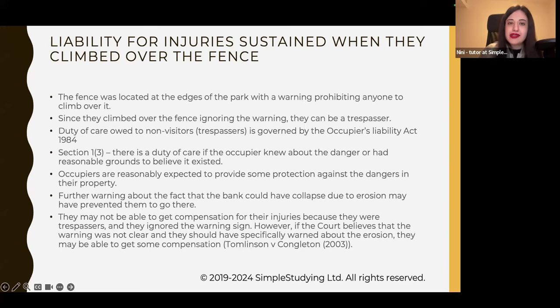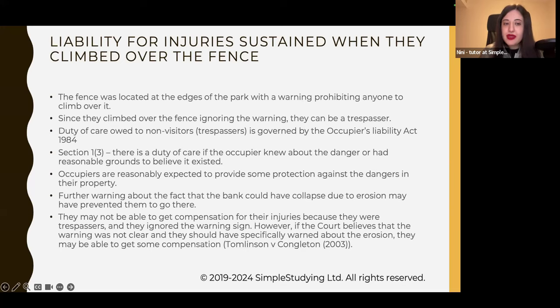The fence was located at the edges of the park with a warning prohibiting anyone to climb over it. Since they climbed over the fence, ignoring the warning, they can be trespassers. The duty of care owed to non-visitors, trespassers, is not governed by the 1957 Act that we discussed before. It is governed by the Occupiers' Liability Act 1984. And you should cite the relevant statute when you answer a question like this.